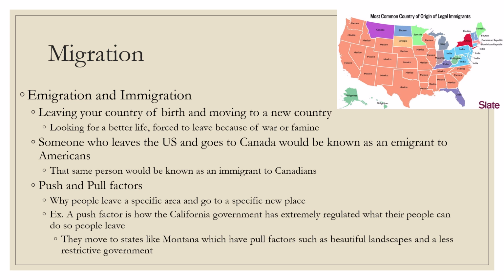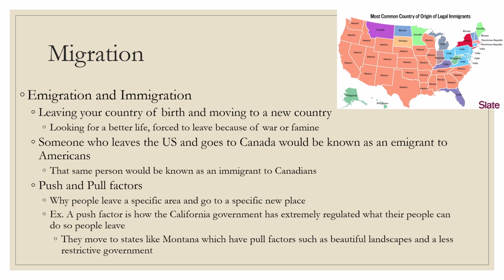So if we talk about emigration, it is technically the same idea as immigration. However, it depends on your perspective. So if we have someone leaving Mexico coming into the US, they are an immigrant to us. If my best friend were to leave the US and go to Canada, I would call her an emigrant. So, someone who leaves the US and goes to Canada is an emigrant to other Americans. So, if an American leaves and goes somewhere else, we say that they emigrated. So, they left the US. It's really just dependent on perspective and your relation to that person.